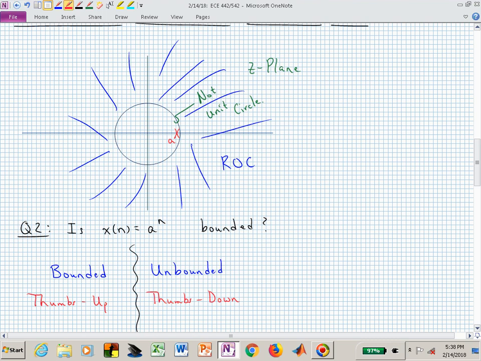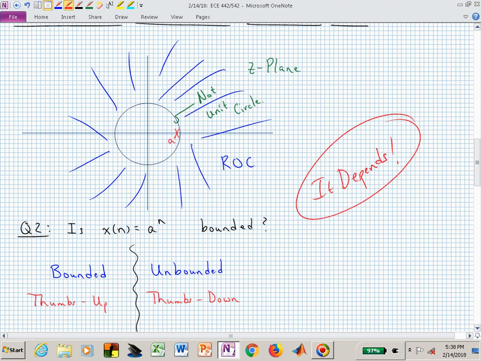Okay, ready? 1, 2, 3. I have some thumbs that are dancing. Why do I have thumbs that are dancing? Well, maybe because it's a trick question. Is it not? I haven't told you where A is. Relative to what?